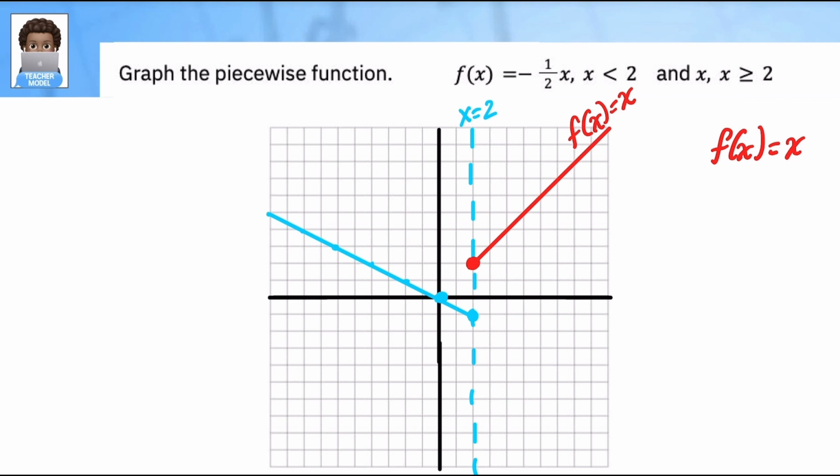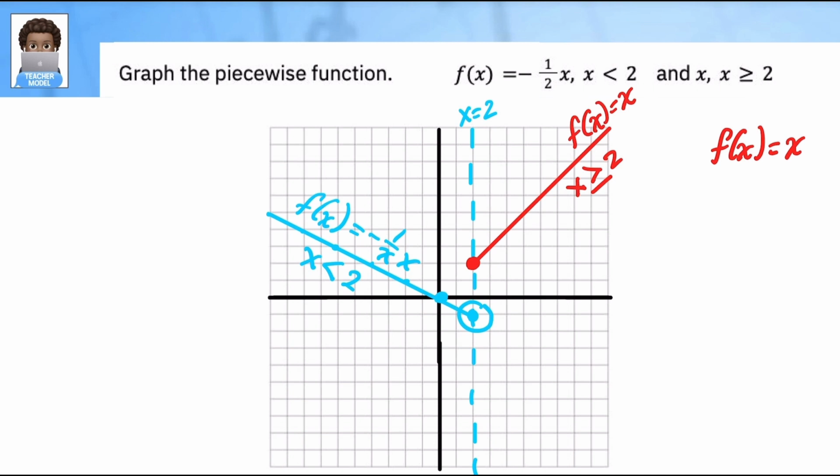Now the one thing to remember is that for this one over here, f of x is equal to -1/2 x. It is when x is less than 2, so this has to be an open circle over here. So it will not touch at that 2. That's not going to happen. Whereas for our other one, x is greater than or equal to 2, so it can be in there.